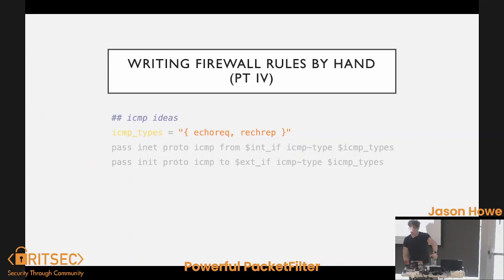Then you can get really granular with things. So here we're getting granular with ICMP. We're not trying to let every ICMP request, every Nmap, into our network. So we're just doing echo requests from the interior and out. That's all we've got to do. So this is kind of easy.